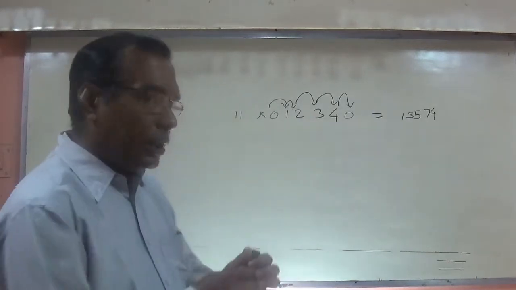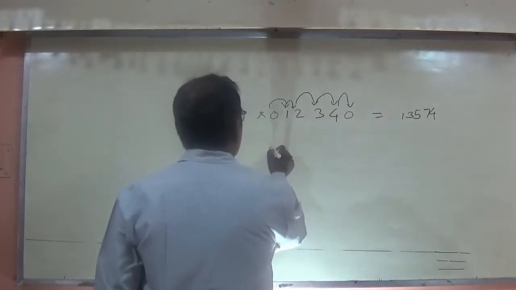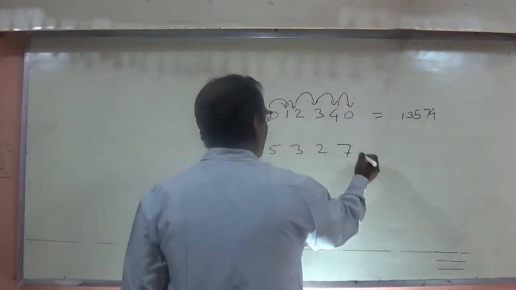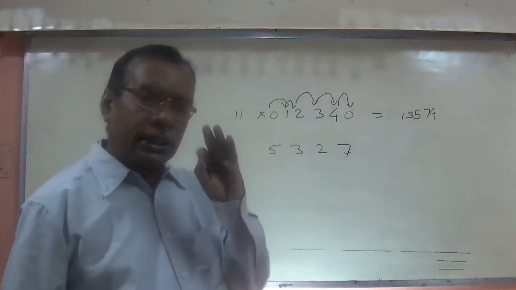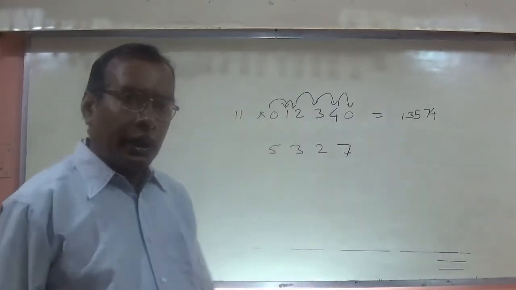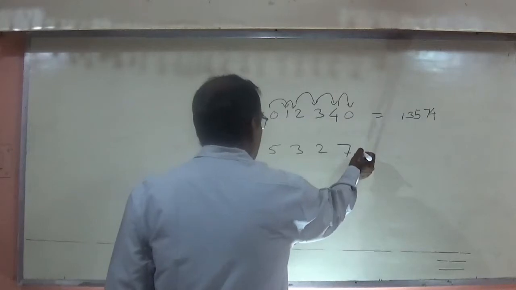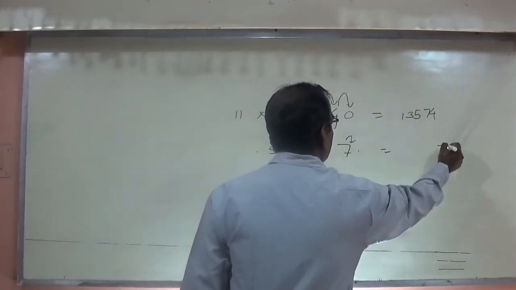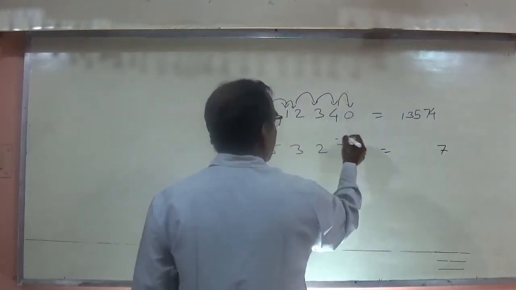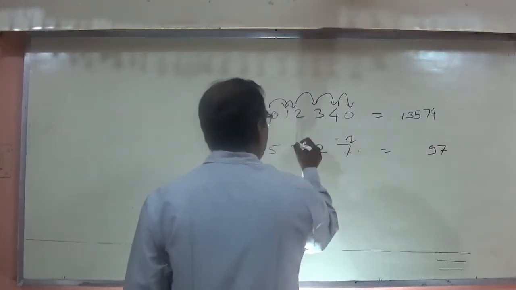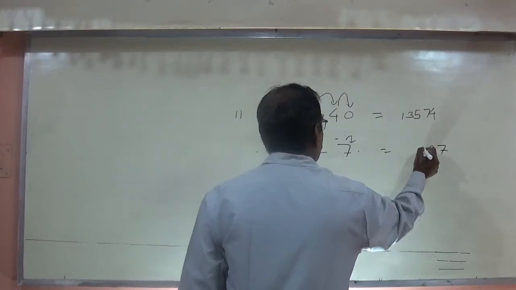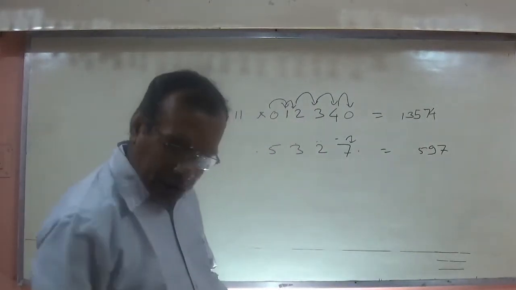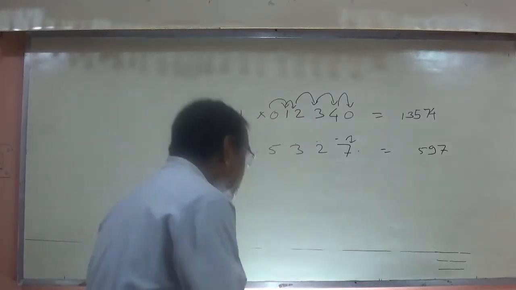Suppose one more example, say 5, 3, 2, 7. Randomly I have taken a 4 digit number, though not necessarily 4 digits, it may be many digits. So now consider a 0 here and a 0 here. 7 plus 0 is 7. Now 7 plus 2 is 9. 3 plus 2 is 5. Listen, I am going to change the number because there is something new I want to explain now.